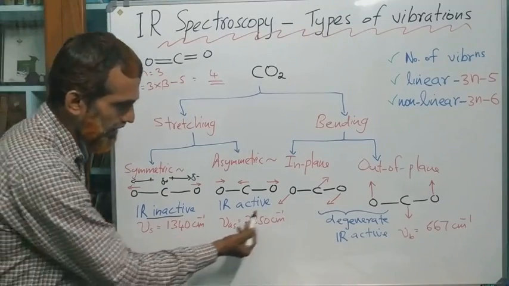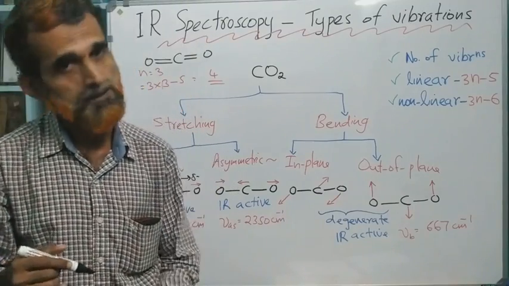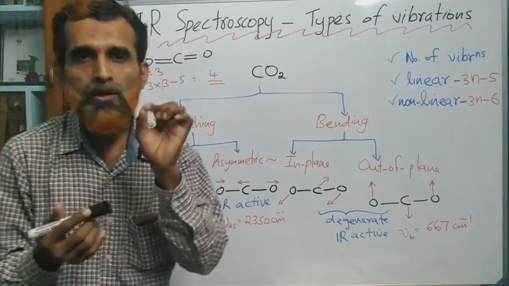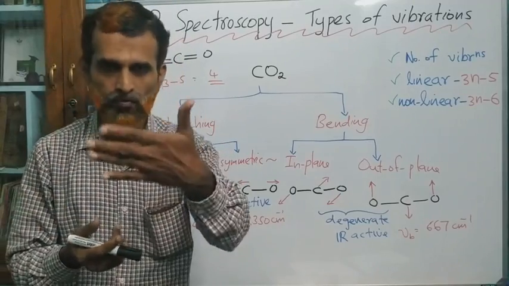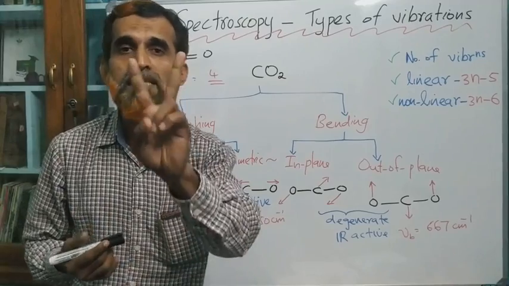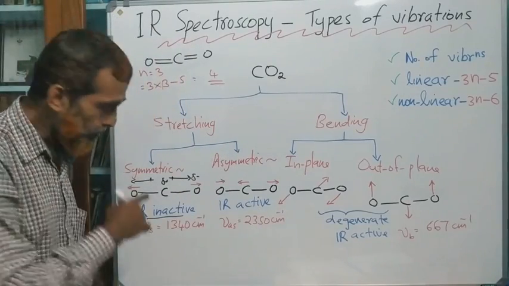See, these are the IR frequencies which we can see in the IR spectrum of CO2. You should Google the IR spectrum of carbon dioxide and watch the spectrum. You can see only 2 peaks. There will be no peak corresponding to this. Then how did you get this value?